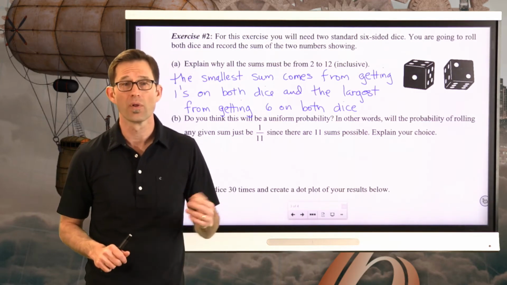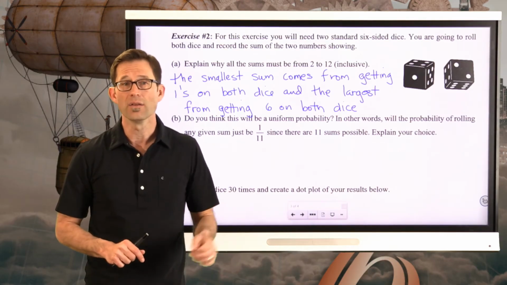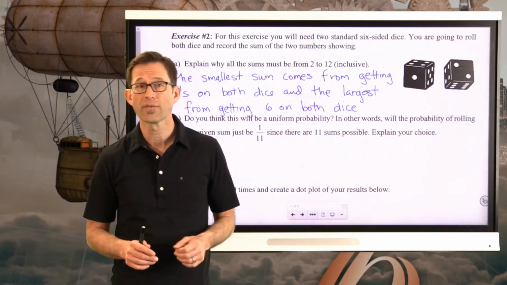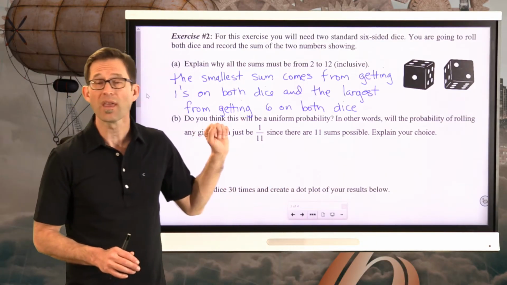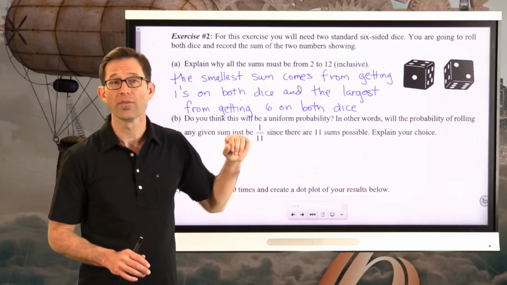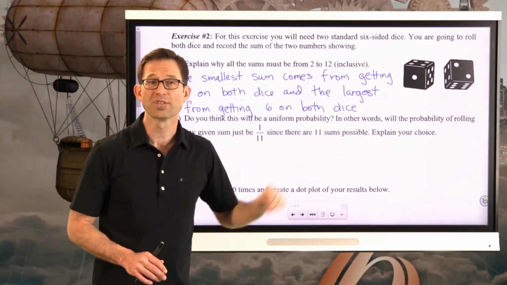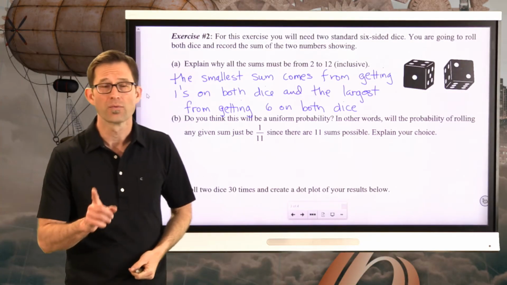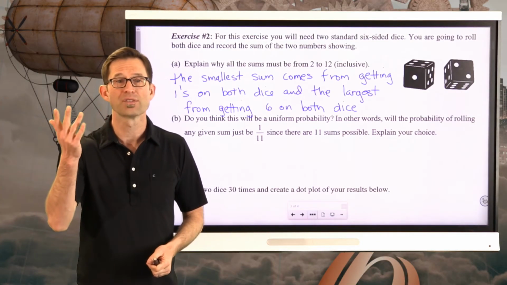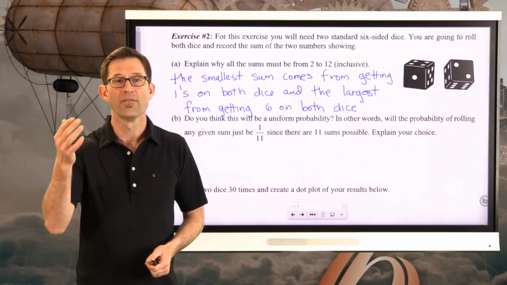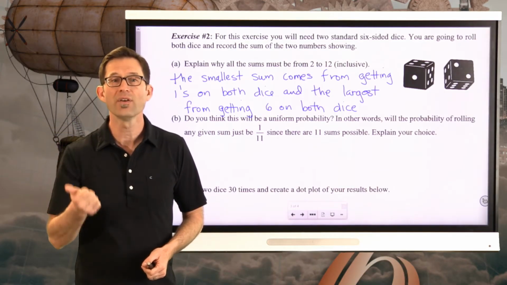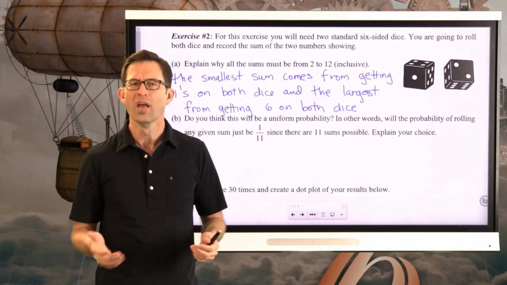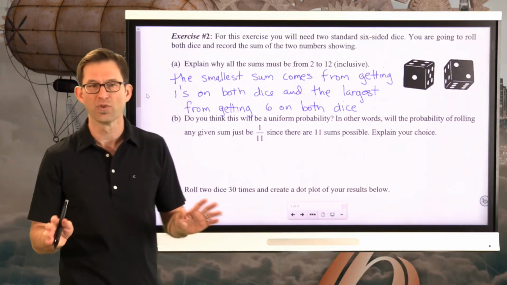To get a 5, you could roll a 2 and a 3. To get an 8, you could roll a 4 and a 4, right? To get an 11, you could roll a 6 and a 5. So we can get every sum from 2 to 12 by either getting 2 ones or 2 sixes or anything in between. Now, if you think about that for a second, by the way, you can get a sum of 2, 3, 4, 5, 6, 7, 8, 9, 10, 11, 12. There are 11 different sums that could come up. It almost seems like there should be 12 or 10 or something, but there's 11 different sums that could come up from 2 to 12.